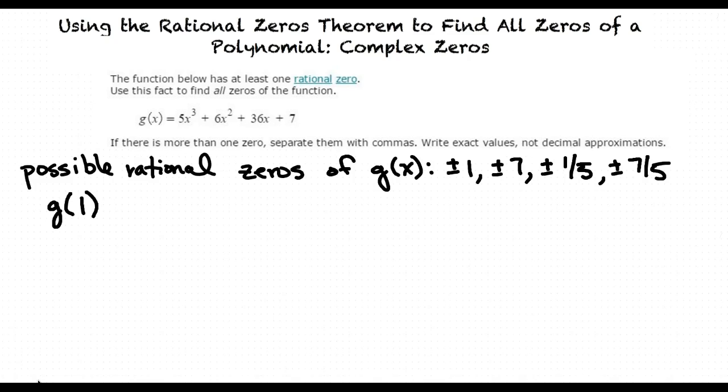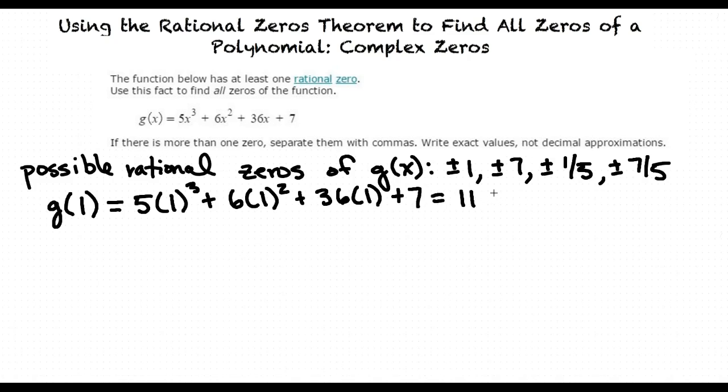Let's first solve g of 1. If g of 1 is equal to 0, then we know that positive 1 is indeed a rational zero of g of x. g of 1 is equal to 5 times 1 cubed plus 6 times 1 squared plus 36 times 1 plus 7, which is equal to 11 plus 36 plus 7, which we know is definitely not equal to 0. So we know that positive 1 is not a zero of g of x.